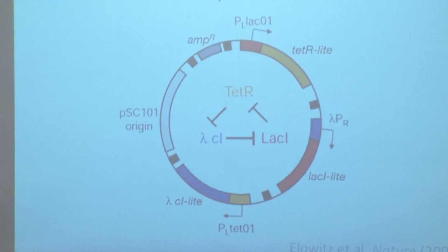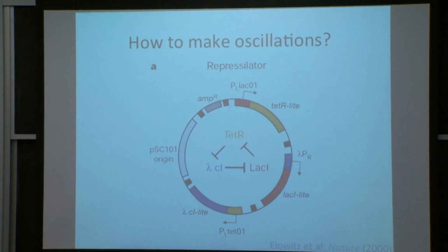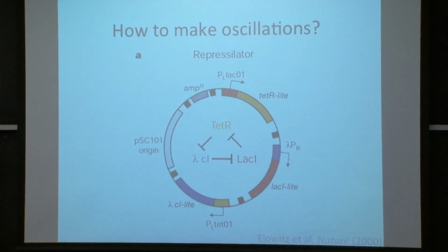Right? The other paper that I think... Did they actually make the switch? Yes. Okay. Yeah. So they actually constructed it. They put it on a round circular piece of DNA like this plasmid, put it into E. coli, and showed that they could do this.